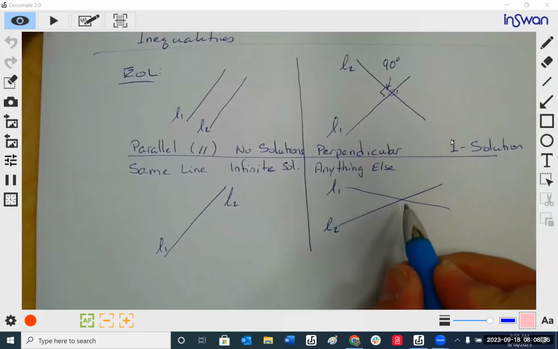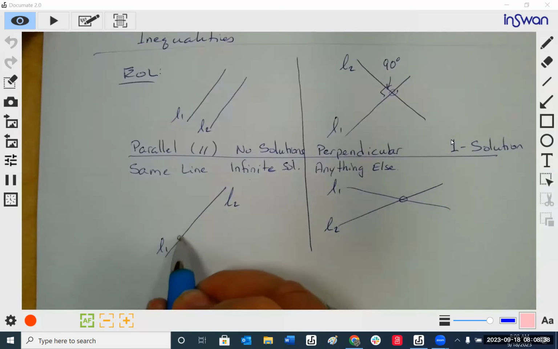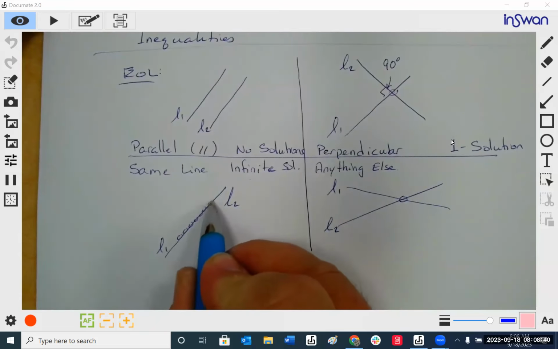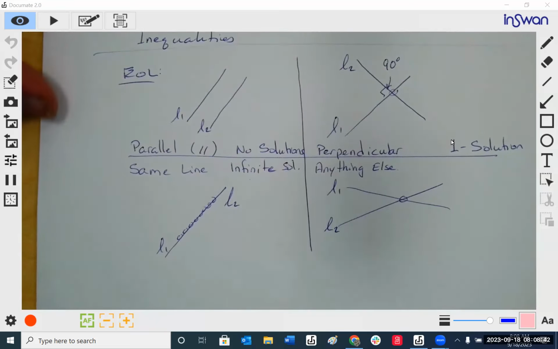Yeah, the solution is where the lines cross. Every point on the same line is a solution because the lines overlap.